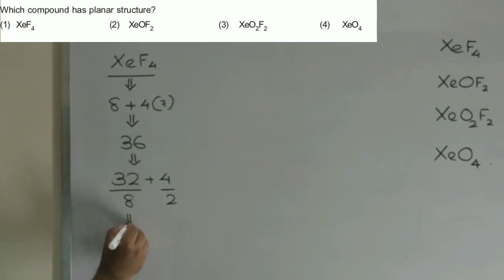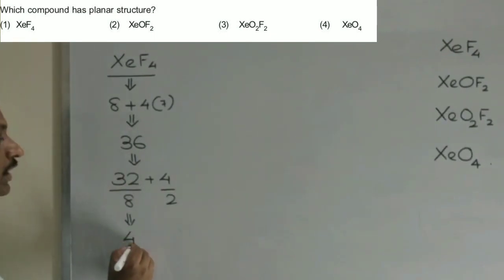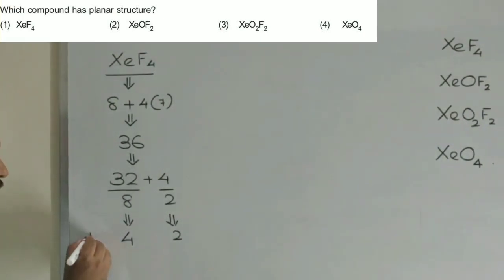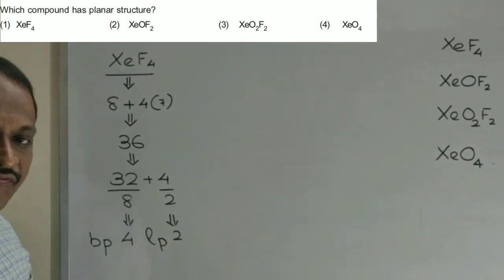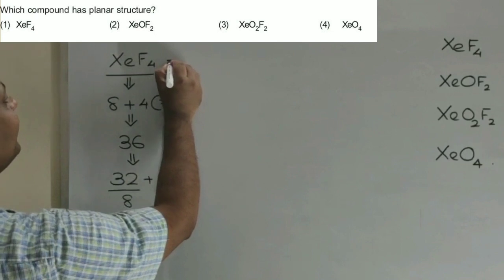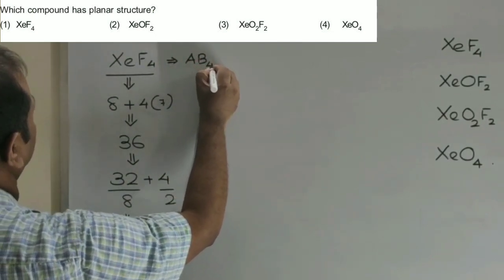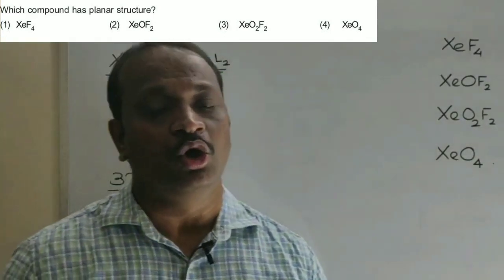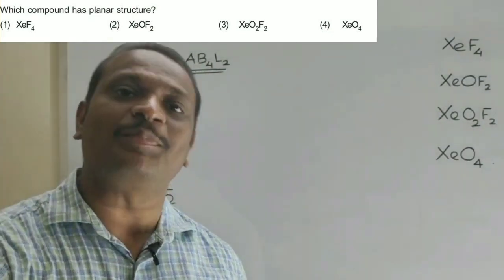What did you get here? 32 by 8 is 4, so you can write 4 here, and 4 by 2 is 2. It means you got 4 bond pairs and 2 lone pairs. 4 bond pairs and 2 lone pairs means this compound is an example of AB4L2. Obviously you know that you studied earlier, it's a square planar structure.